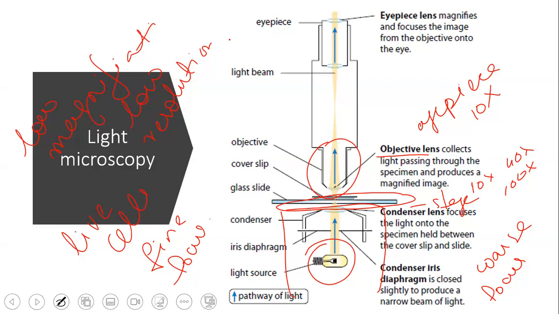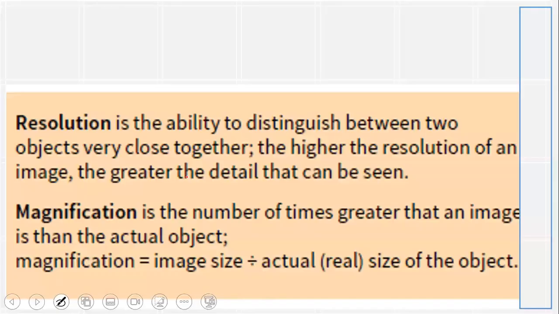Magnification is how big a cell or an image is looking compared to the original size. Whatever my original size is, compared to it, how big is my image? That is magnification. Resolution is how clearly you can differentiate between 2 points. So if I have two structures in my cell, how clearly can I differentiate between them? Any microscope that has high resolution, you will clearly be able to see that, oh, this is a distinct structure and this is a distinct structure. If you have a microscope that has low resolution, then you will not be able to distinguish between them. So resolution is the ability to distinguish between 2 points, between two objects. Magnification is how much bigger the image is compared to the actual object.